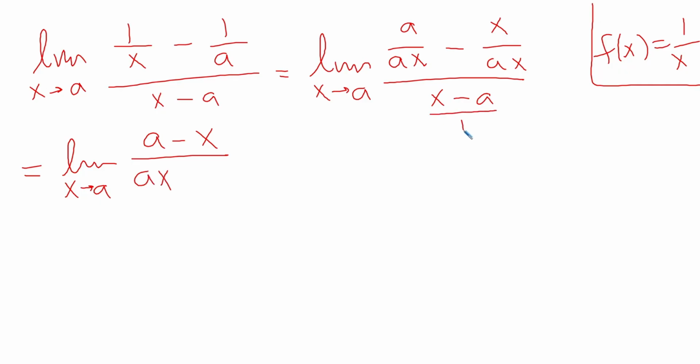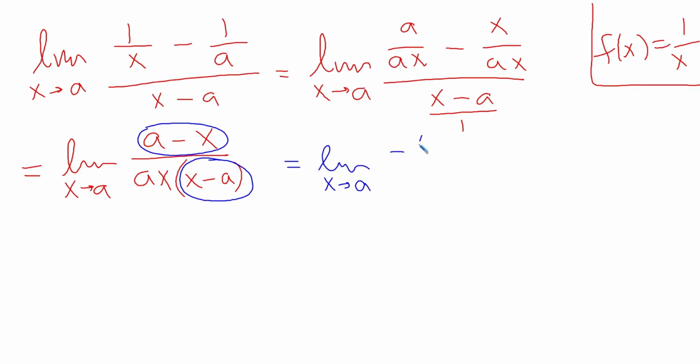And just like we did before, this x minus a can be written as x minus a over 1, and multiplying by the reciprocal just puts that into the denominator. Perhaps at first glance, it doesn't look like anything's going to cancel out nicely here. But we'll note that a minus x and x minus a could cancel if I just factored a negative 1 out of one or the other. So let's do that from the numerator. I'll have a limit as x approaches a of negative (x minus a) over ax times x minus a.